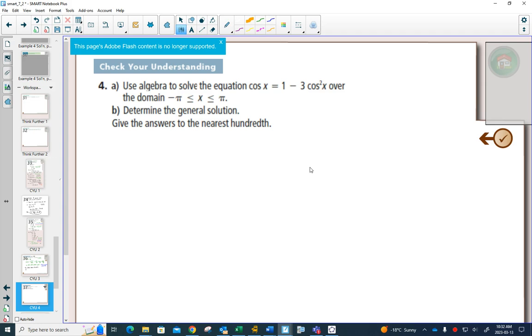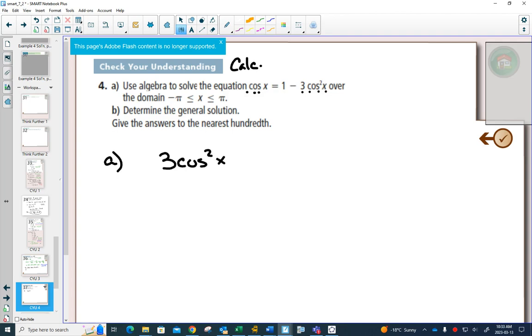Use algebra to solve and determine the general solution. This is a calculator one. So first of all, I notice I have a cos squared and also a cos. That gives me a quadratic equation.